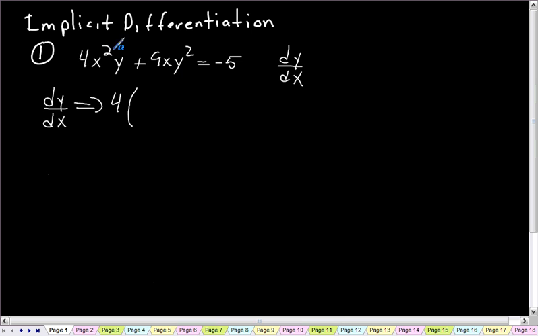Well, the derivative of x squared times y would be a product rule. So this would be the first times the derivative of the second. What's the derivative of y? Well, dy/dx. Plus the derivative of the first, which is 2 times x, times the second, which is just y by itself. 2x.